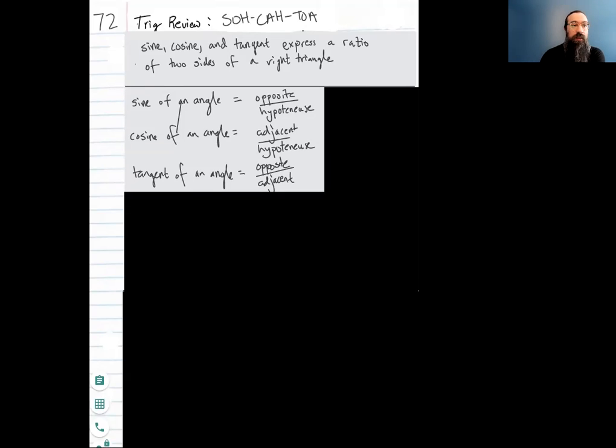Specifically, sine is the opposite over the hypotenuse. And notice how that's captured here. Sine opposite over hypotenuse, cosine adjacent over hypotenuse, and tangent opposite over adjacent. So that little SOH-CAH-TOA is just a way to remember the fact that these are fractions, or that these are ratios of two sides.